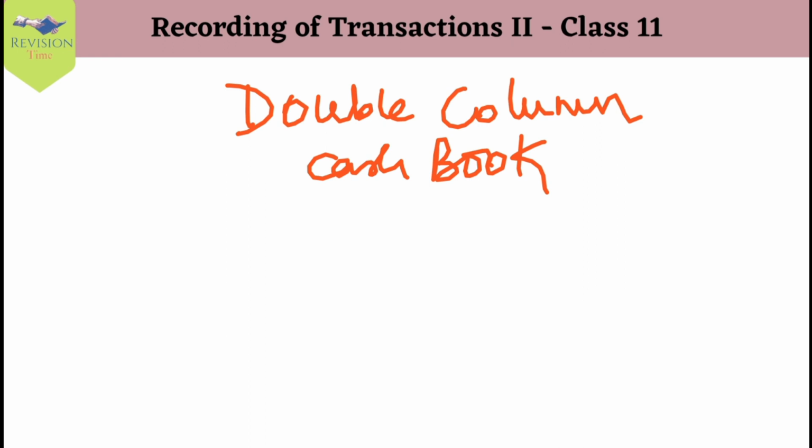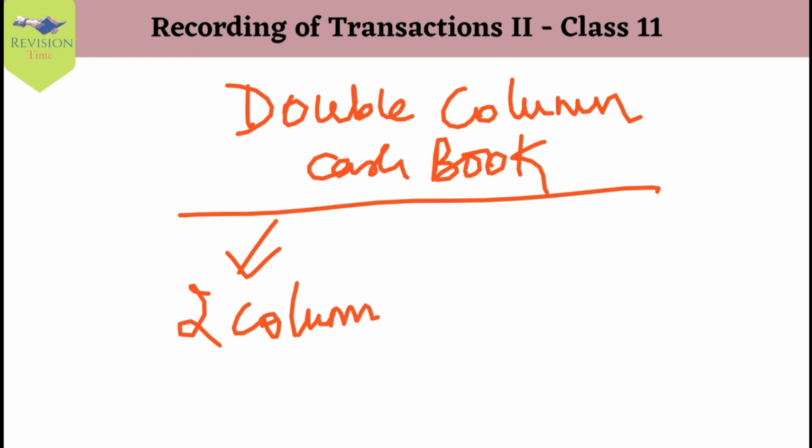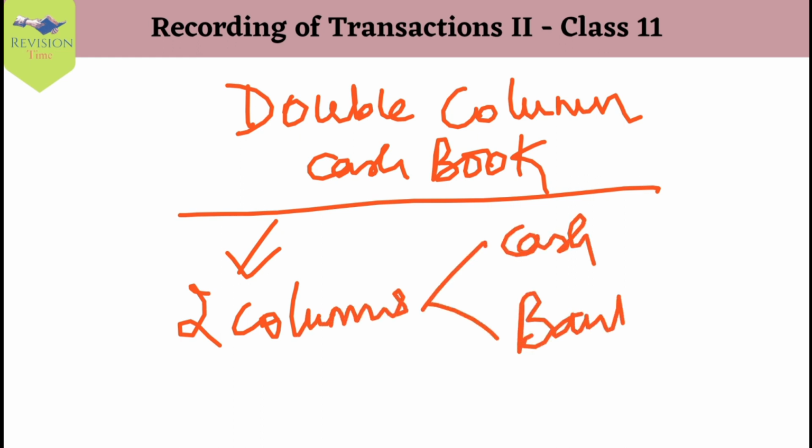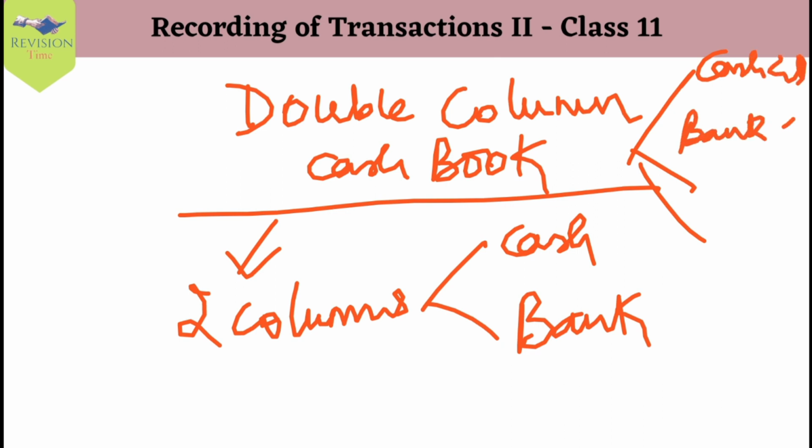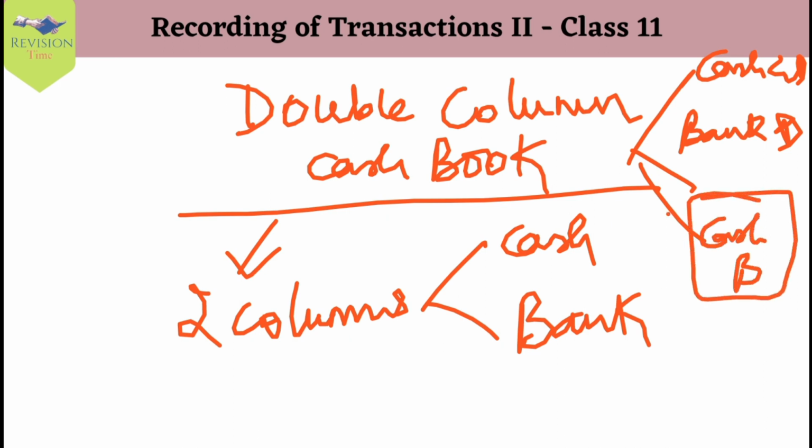In today's video, we will be studying about double column cash book, where there will be two columns of cash and bank. But we know that there are three types of double column cash book, that is cash and discount column, bank and discount column, and cash and bank column. According to our syllabus, we will be looking only into the cash and bank column double column cash book.